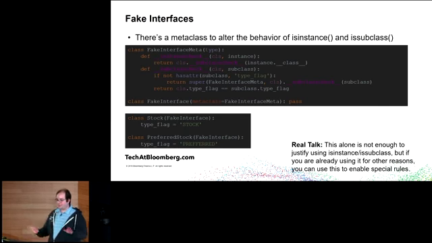Real talk. This alone is not enough to justify using instance and subclass checks. Generally, you would avoid doing that in preference to some degree of duck typing. But if you are already using it for other reasons, you can use this to enable special rules. You could use this if previously you had a class hierarchy, and now things are coming serialized out, and they turned into just plain old ordinary dictionaries or plain old objects, or they're coming out of a database now, and you just need to check them and move along, or if they will be.